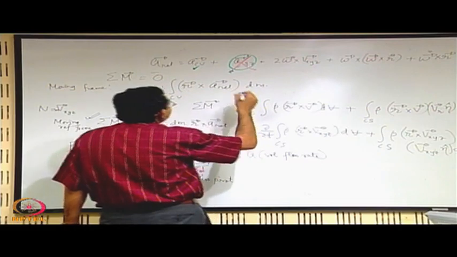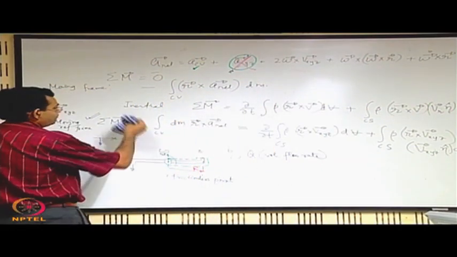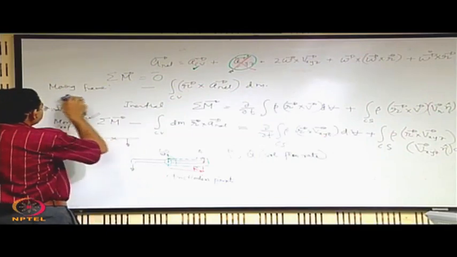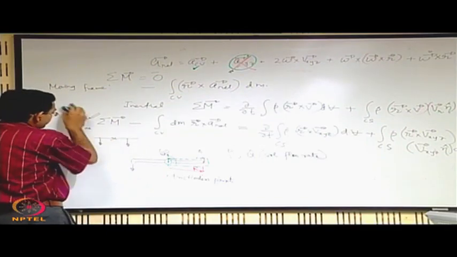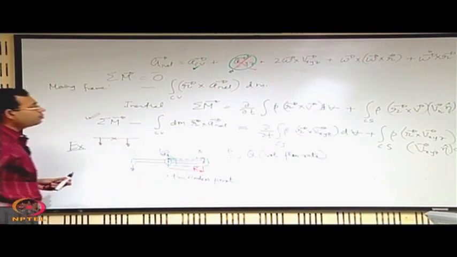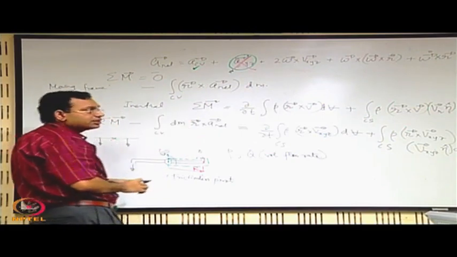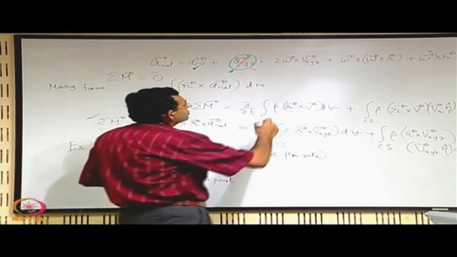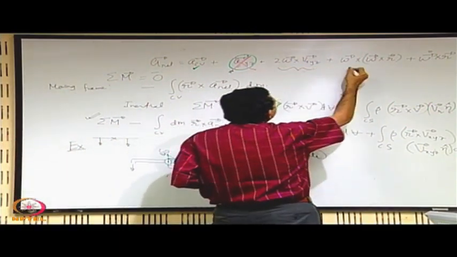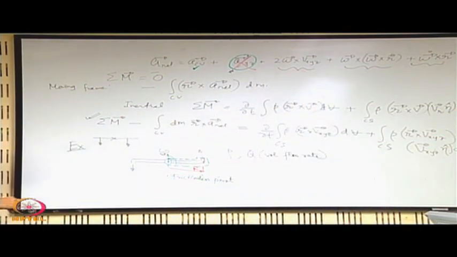So, what we will do, we will split this A relative into different parts instead of just writing it in a cumbersome single expression. So, we will find out the contribution of the 3 different terms which are there.